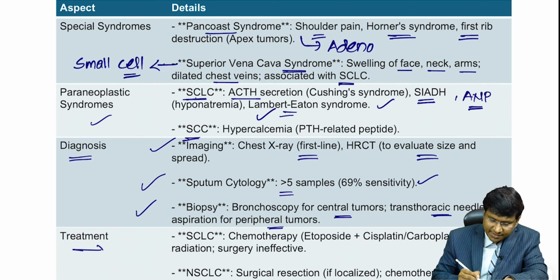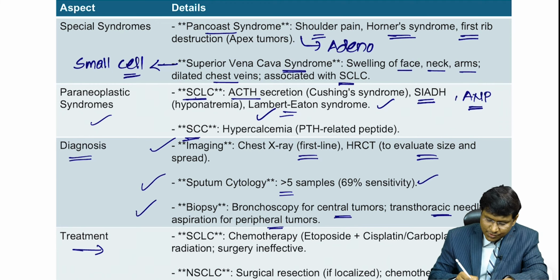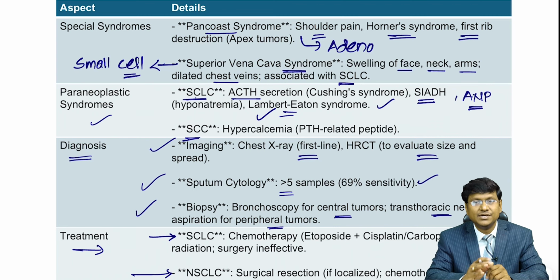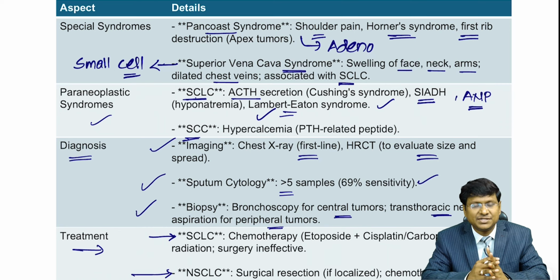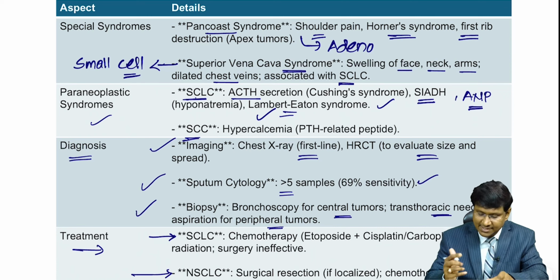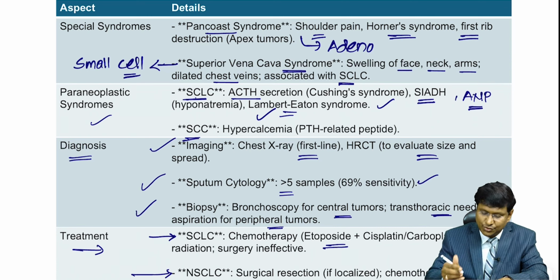Next, if you see the treatment in patients with bronchogenic carcinoma, we have small cell and non-small cell lung cancer. In small cell lung cancer, because it is an aggressive tumor, there is a high chance of metastasis to distant organs. So these patients require chemotherapy. Surgical resection will not be efficient in small cell lung cancer. The chemotherapy includes etoposide. Along with etoposide, you need to give either cisplatin or carboplatin.